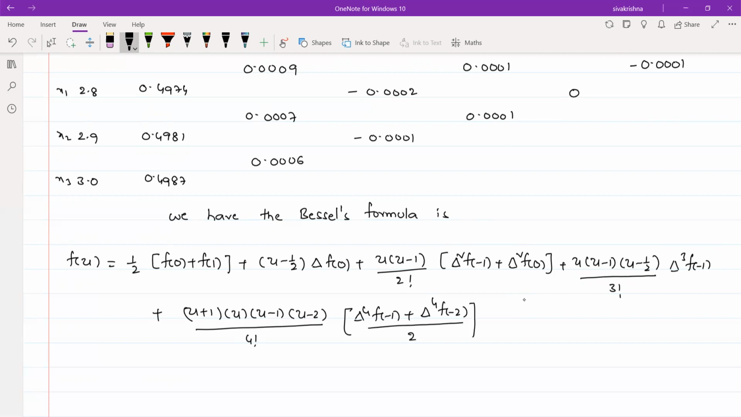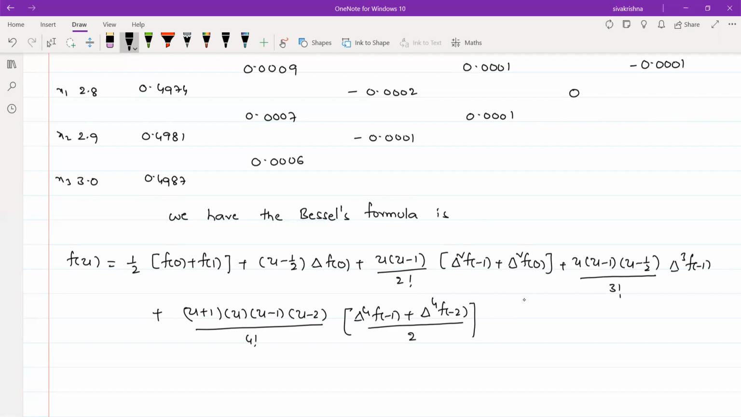Okay, here I am writing up to the fourth difference only. We need not write the fifth term. Okay, not a problem. Even though we neglected the fifth difference, the answer we are getting is an approximate value. Every time we find the value, it should be an approximate value only, not an exact answer. So we need not write the fifth difference. Okay, I'm writing up to the fourth difference only.